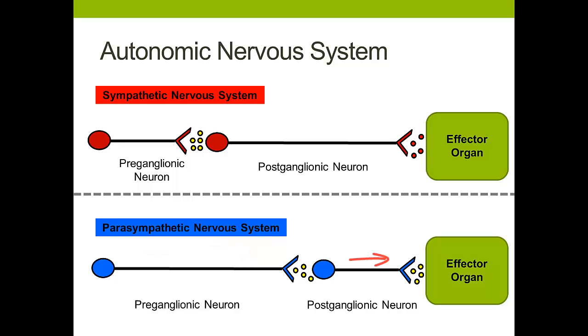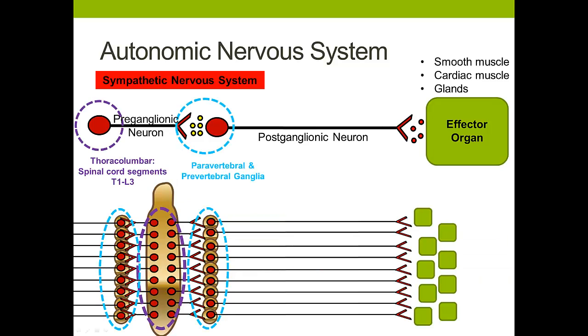Let's take a closer look first at the sympathetic nervous system. In the sympathetic nervous system, the cell bodies of the preganglionic neurons are located within the thoracolumbar region and spinal cord segments T1 through L3. The pre- and postganglionic neurons synapse in the para- and prevertebral ganglia. The long postganglionic neurons then release neurotransmitters to control the activities of tissues such as smooth muscle, cardiac muscle, and glands.